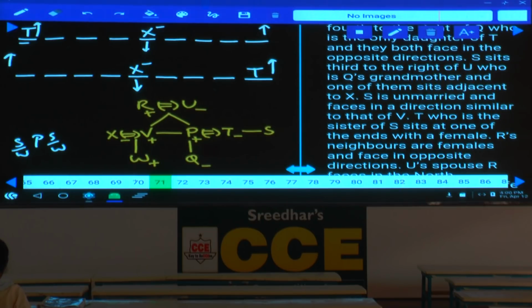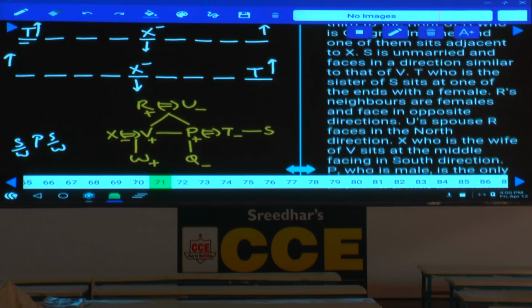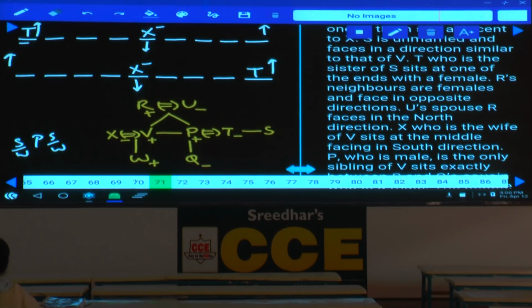S is unmarried and faces in a direction similar to that of V. T is the sister of S and sits at one of the ends. R's neighbors are females and face in opposite directions. U's spouse is R. R faces in the north direction.